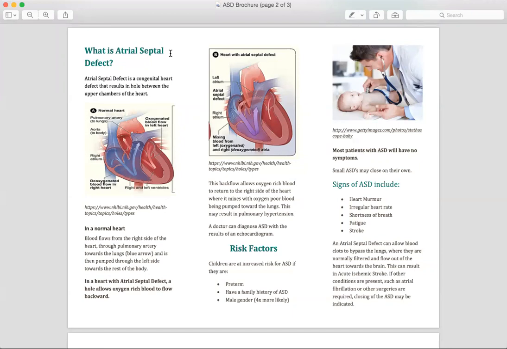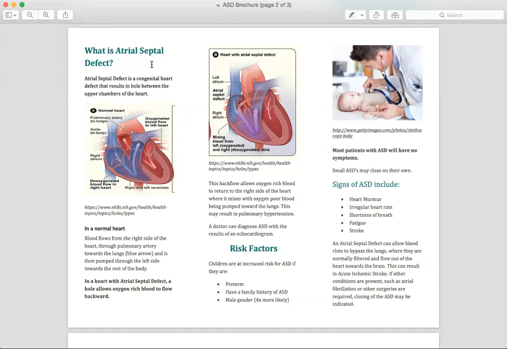Obviously, the patent foramen ovale should close sometime weeks or months after birth, and if it doesn't, there can be issues. Atrial septal defect encompasses the foramen ovale and the septum as a whole.